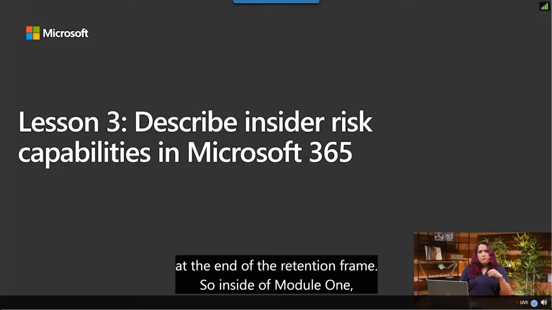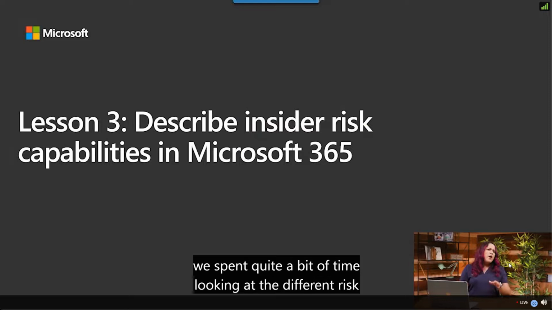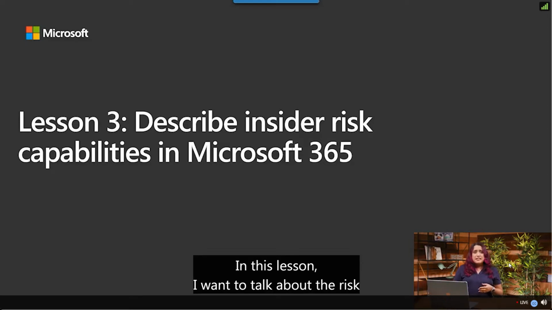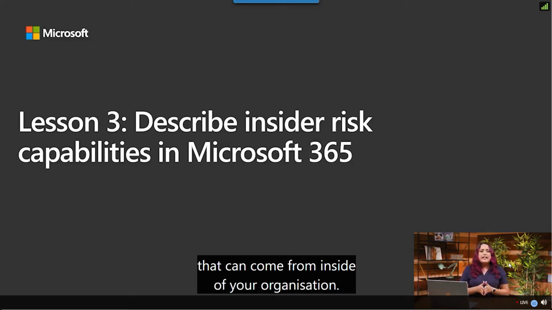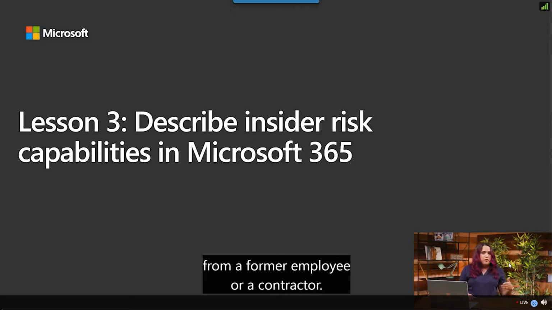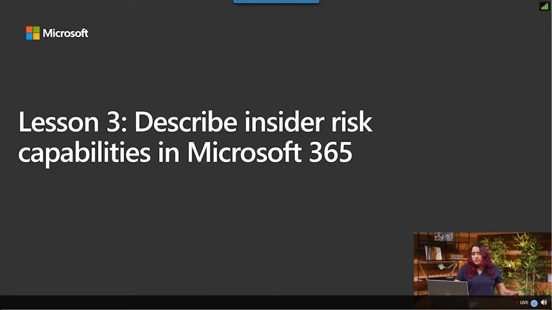So inside of Module 1, we spent quite a bit of time looking at the different risks and bad players outside of your organization. In this lesson, I want to talk about the risks that can come from inside of your organization. And here's the thing. It may not always be malicious. Sometimes it can be simply an oversight from a former employee or a contractor.